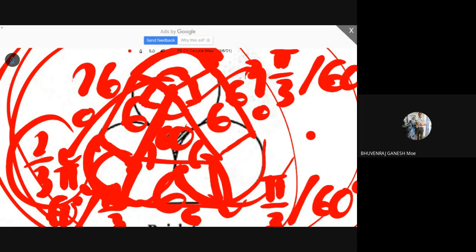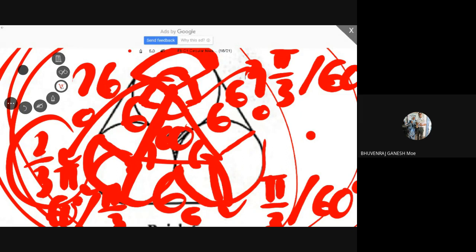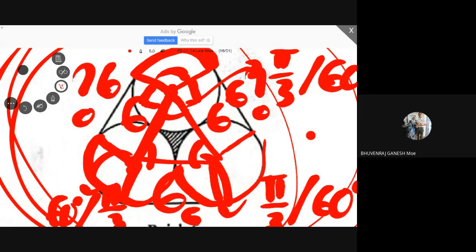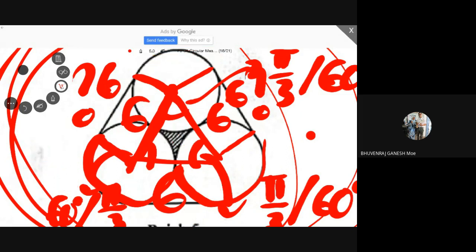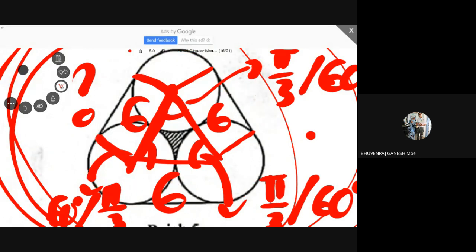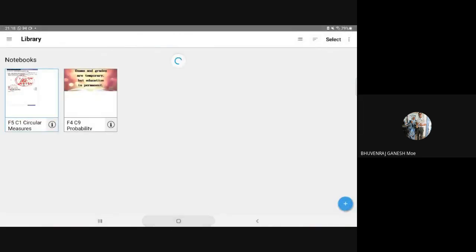3 times 2 pi. Oh, you already told the answer. Times by 3 later, so you get 2 pi. So just give me the final answer now. What is your total perimeter? What is your final answer now? Yes, correct. Okay, accurate. So this is how we do it, guys.